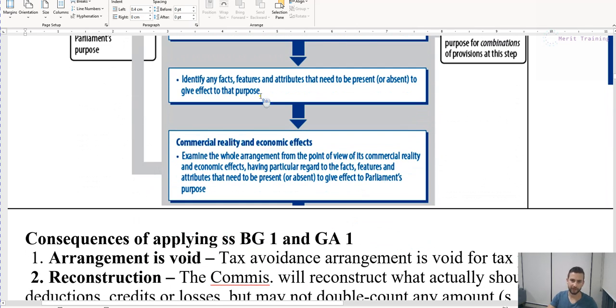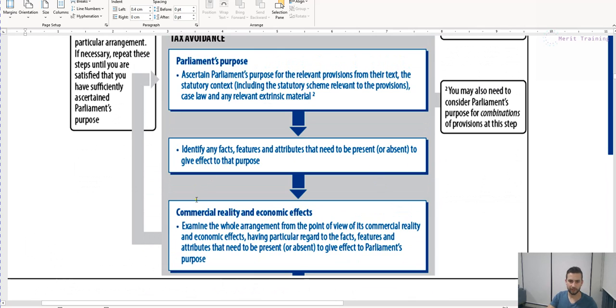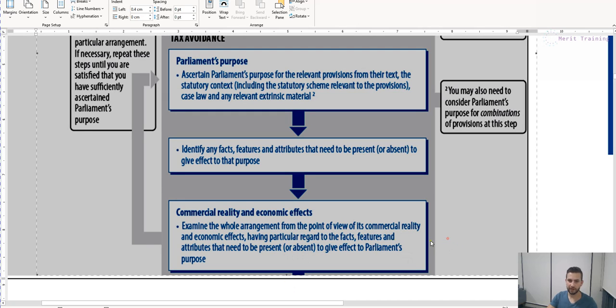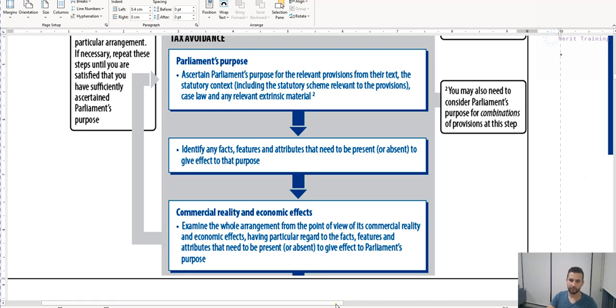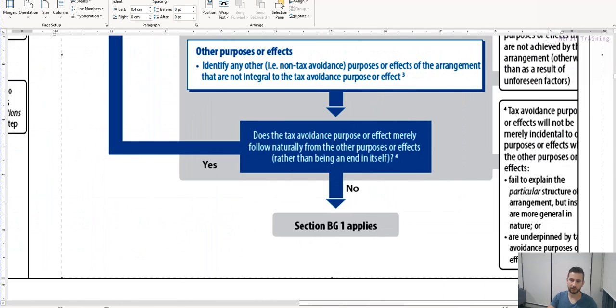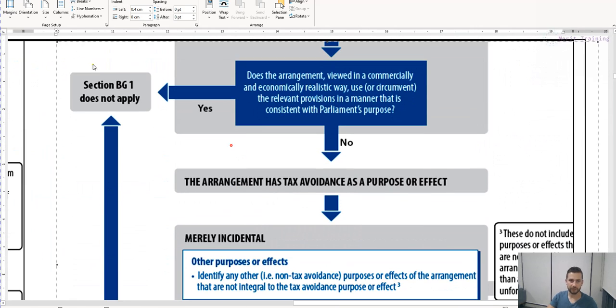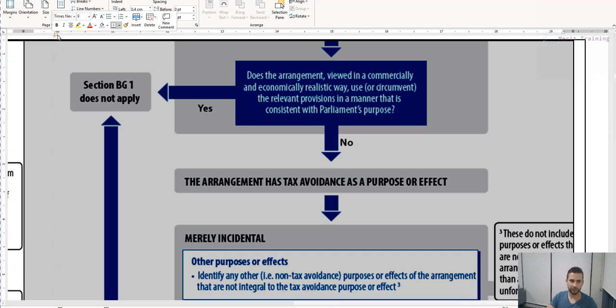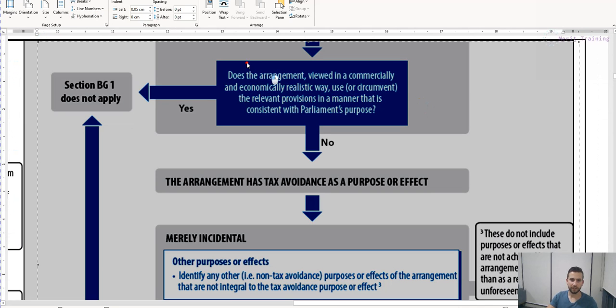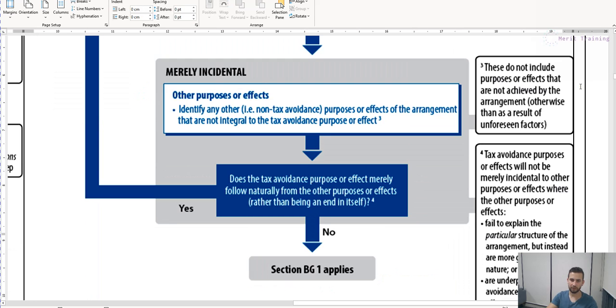You also need to identify any facts and attributes. They need to be present to give effect to that purpose. And you need to look at it from a commercial reality. So don't just look at the letter of the law by itself. You need to look at the whole case. Like, what are the facts of the economic situation that are present, which might give some context to the intention. Okay, so the next flowchart, we've just split it over two sections. Does the arrangement viewed in a commercially and economically realistic way? Because obviously there's a difference on paper and in real life. So this is why we just do this parliamentary test.